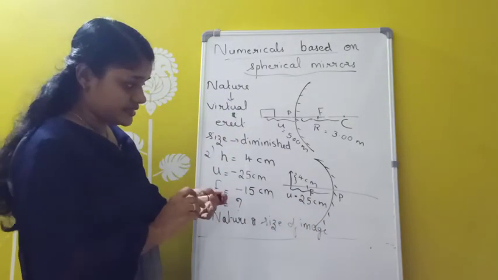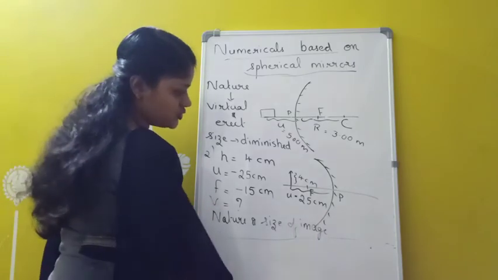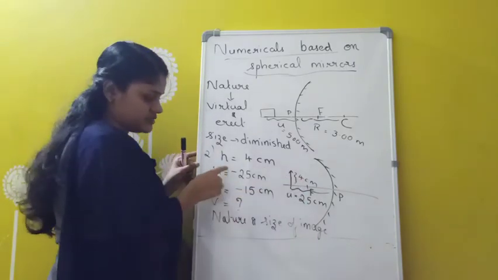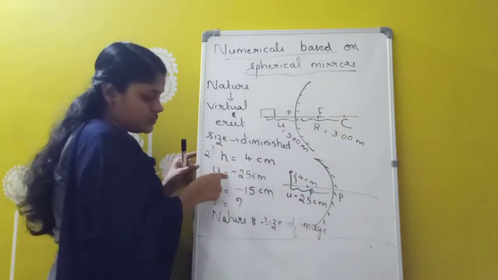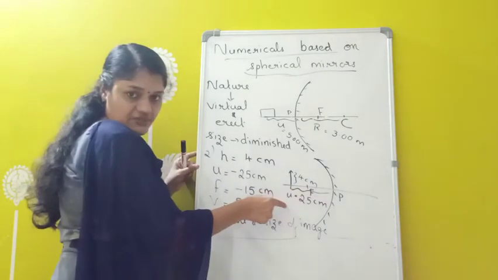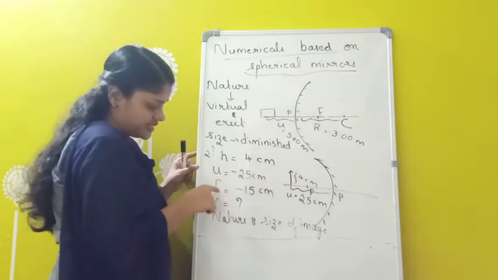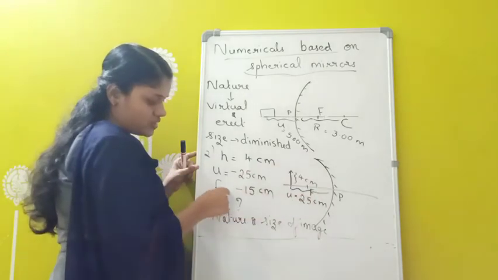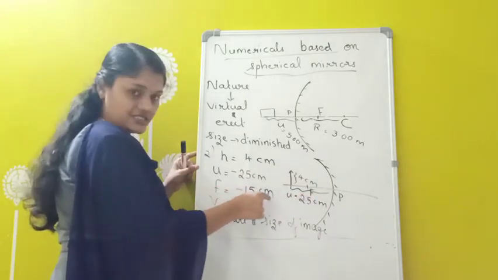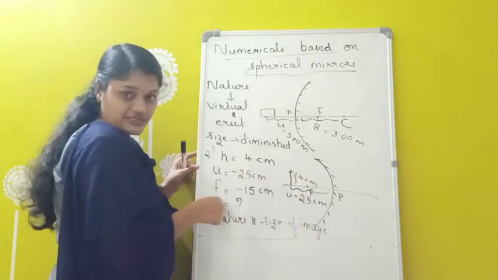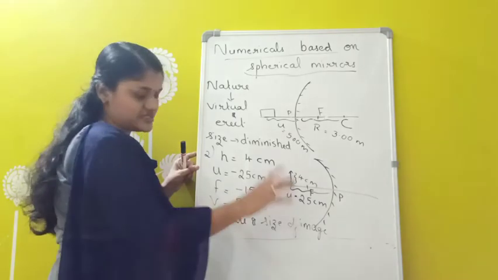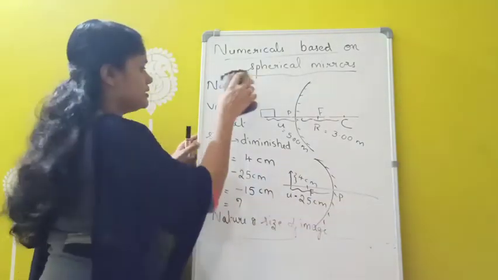Okay. So here it is concave mirror. So in the case of concave mirror, height of the object is given as 4 centimeter. Then u is the object distance, that is minus 25 centimeter towards left only. So u is always minus. Then in the case of concave mirror, focal length is always minus. So take it as minus 15. We have to find the image distance v, and also we have to find nature and size of the image. Okay.